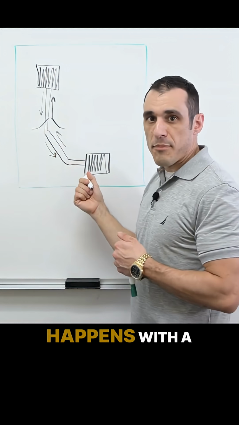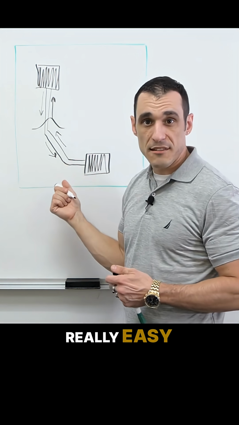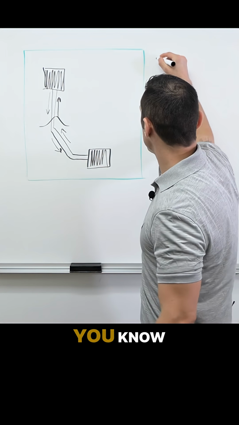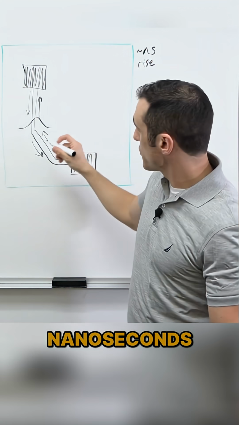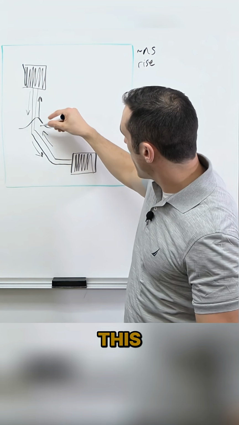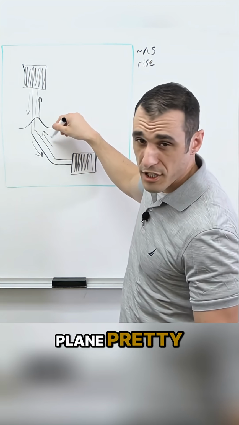This is generally what happens with a digital signal. And when you have a digital signal, it's actually really easy. Modern digital signals run on the order of nanoseconds rise times. If we have nanoseconds rise times, this displacement current tends to get induced in the ground plane pretty close to this trace.